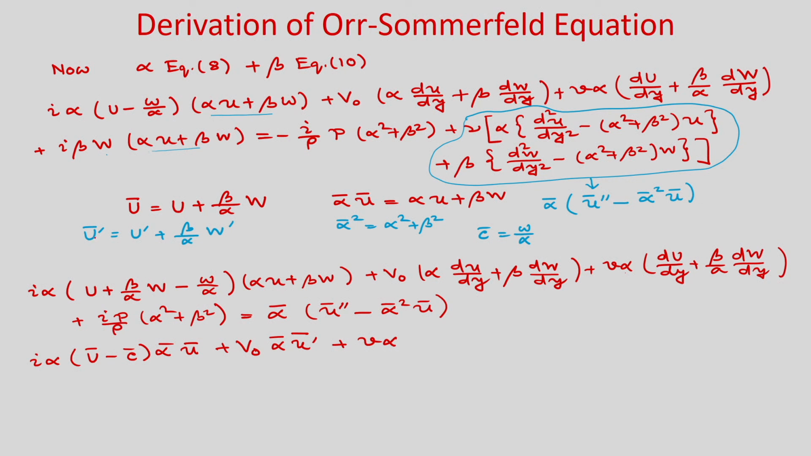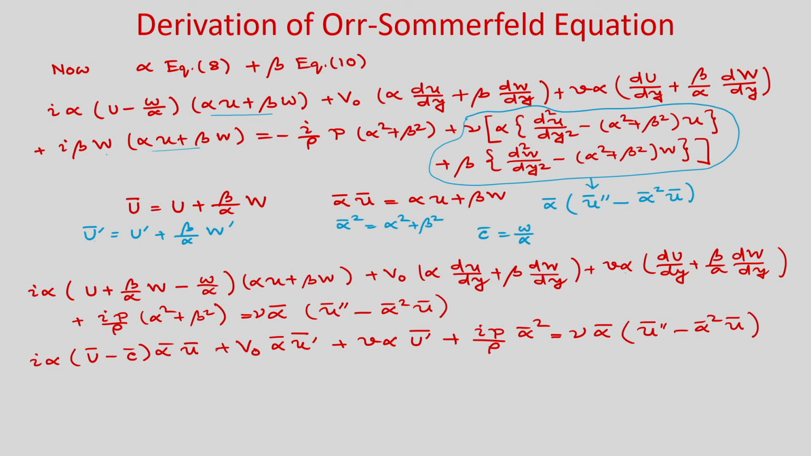So, this we can write u prime bar. So, u prime bar plus this will be i p by rho, and this will be just alpha bar square is equal to, in the right hand side. Okay. So, there will be one nu here. So, it will be nu alpha bar. So, it will be u double prime bar minus alpha bar square u bar.